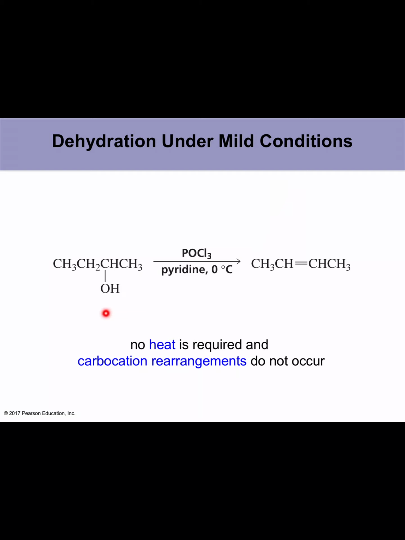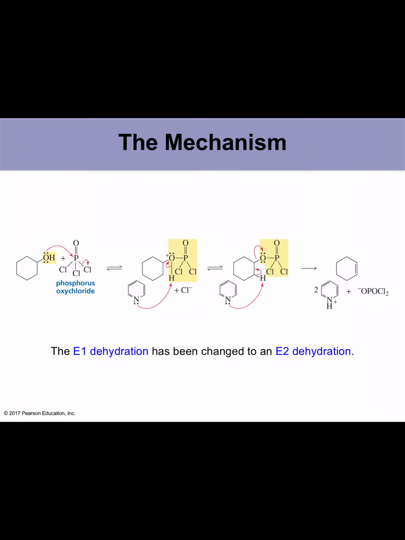Dehydration under mild conditions. Now you have a secondary alcohol, POCl3 and pyridine at 0 degrees Celsius. You can form an alkene. No heat is required and carbocation rearrangements do not occur under these conditions. And here's the mechanism. The alcohol group comes, attacks the phosphorus, leaves chlorine, and then we have pyridine in the medium. So this is the product that we're going to get.